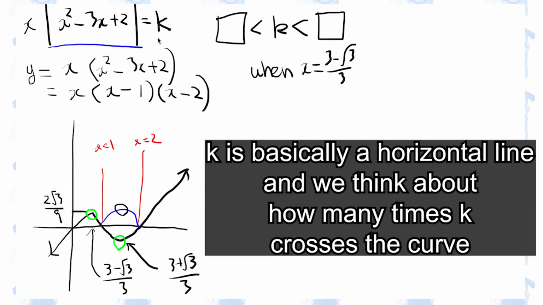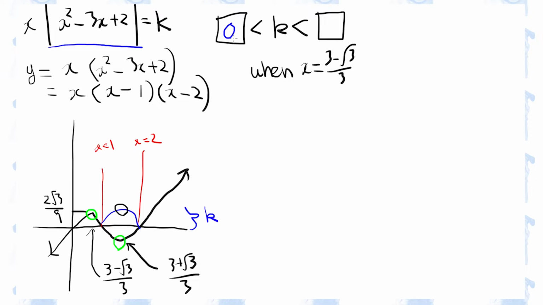The right-hand side of the equation is a constant k, and the number of real solutions to this equation is going to be maximum when k is within this range. So between 0 and 2 root 3 over 9. And in this range, there can be up to 1, 2, 3, 4, and 5 solutions.